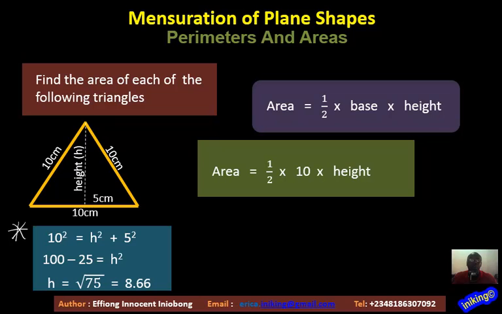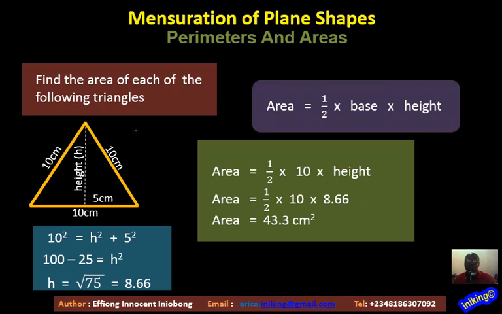The area of the triangle, of course, is going to be what? Half base times height. That's wonderful. Our base is 10, and of course, our obtained height is 8.66. 10 times 8.66 will give me 86.6, divided by 2. And that gives us 43.3 centimeters square. So we can see how to obtain the area of a triangle where we know the base and we also can find the height.